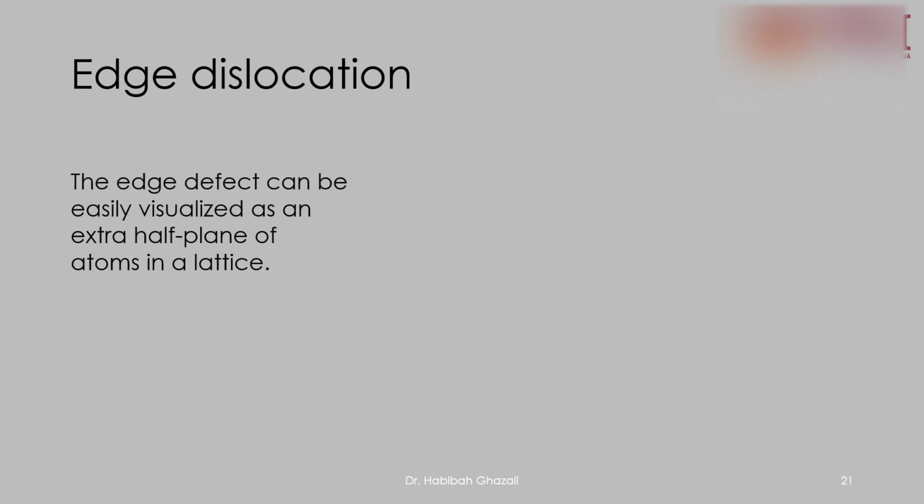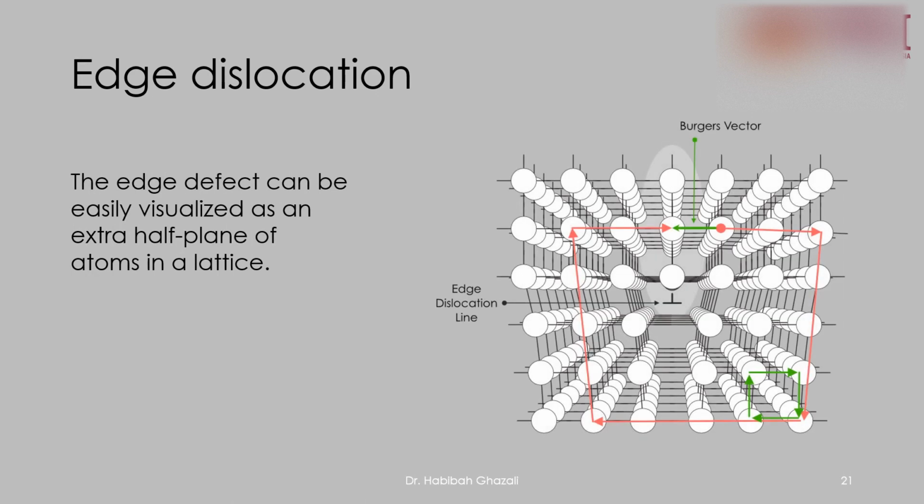For edge dislocation defect, it can be easily visualized by an extra half plane in a crystal lattice. So for example, I have this crystal structure here, and I have this extra plane squeezed in between the other planes, the perfect planes. So the edge of this extra half plane is what we call as edge dislocation line. So we will talk about how this can affect the mechanical properties in our next module.